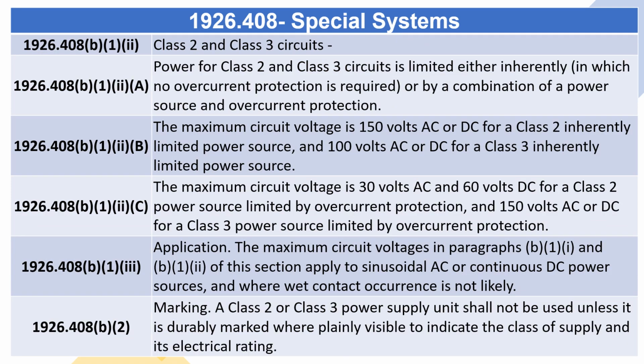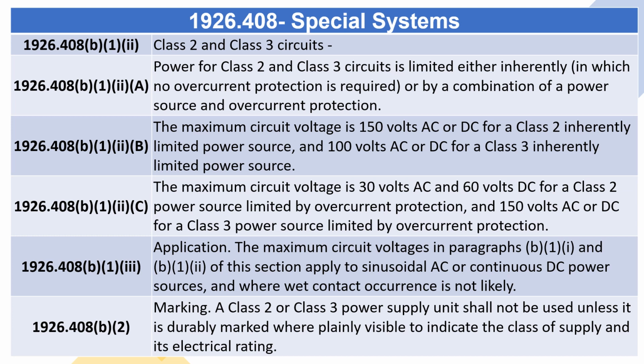1926.408(b)(1)(ii) Class 2 and Class 3 circuits. 1926.408(b)(1)(ii)(A) Power for Class 2 and Class 3 circuits is limited either inherently, in which no overcurrent protection is required, or by a combination of a power source and overcurrent protection. 1926.408(b)(1)(ii)(B) The maximum circuit voltage is 150 volts AC or DC for a Class 2 inherently limited power source, and 100 volts AC or DC for a Class 3 inherently limited power source.